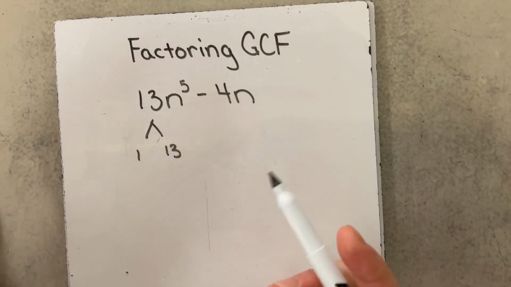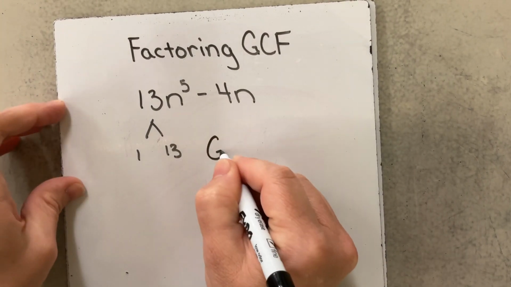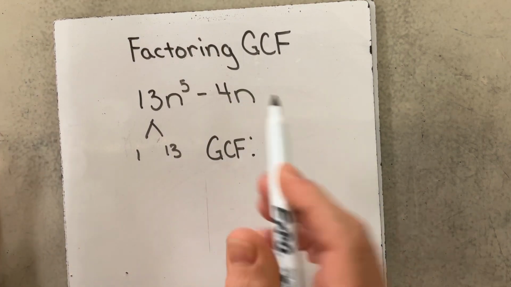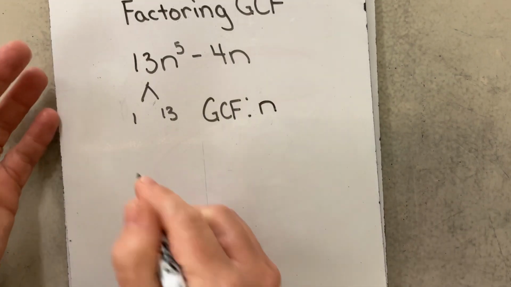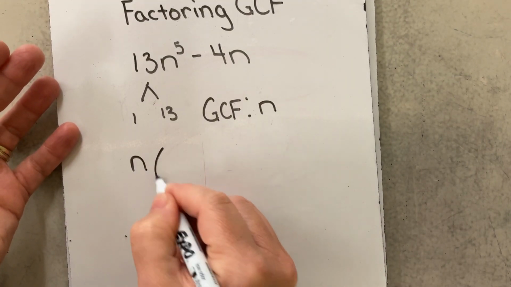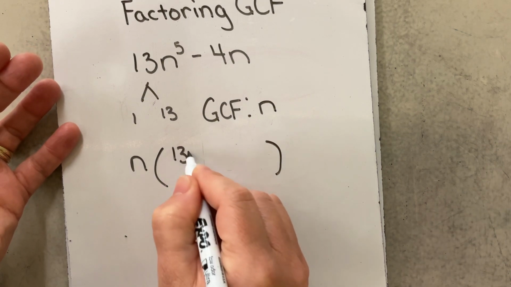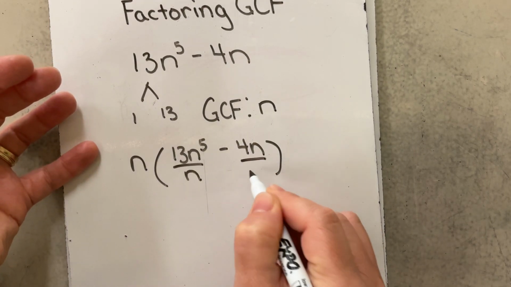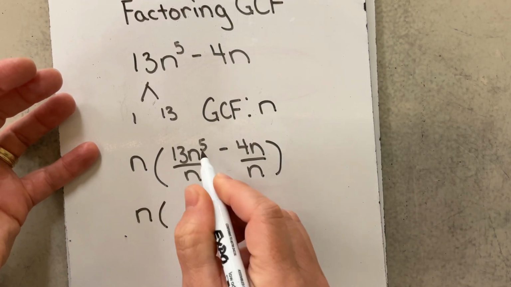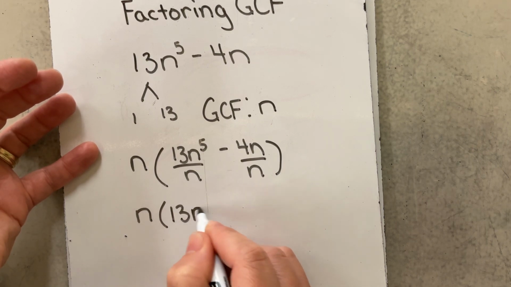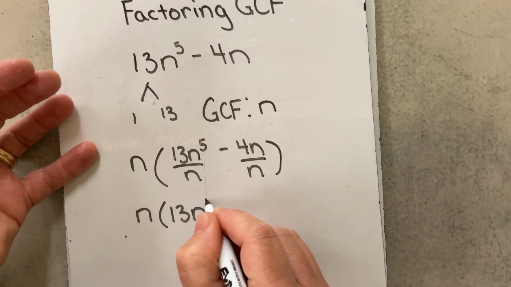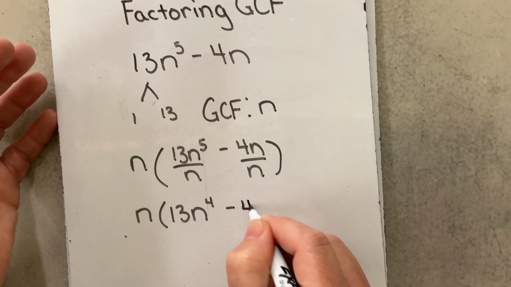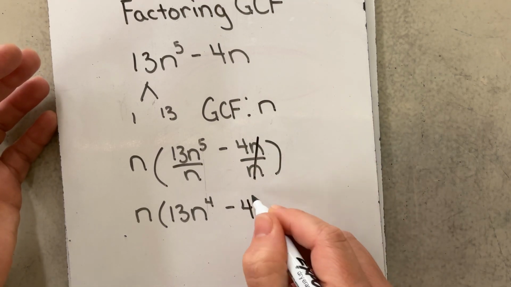So our GCF is not a number this time, but instead, they both agree on at least one n. So we're going to factor out an n. Okay, so the n goes on the outside. Put your parentheses. All right, now we're taking our original equation and we're dividing each piece by that n. When I do that, now I have 13n, 5 minus 1 would leave us with 4, using our quotient rule, minus our 4, but the n divided by the n, they're just going to cancel, and it just stays there.